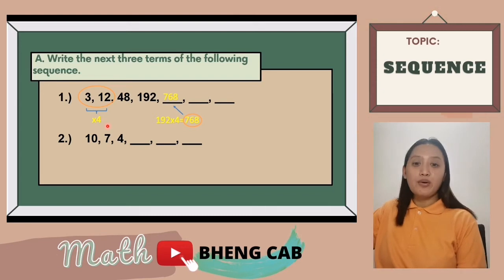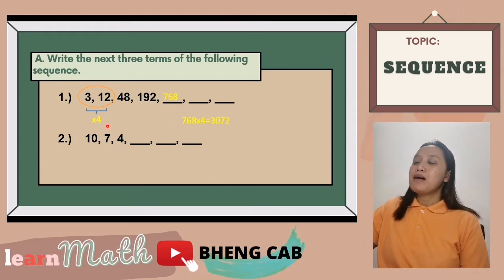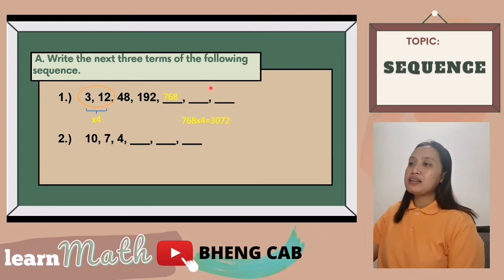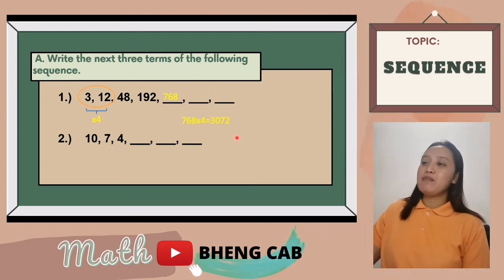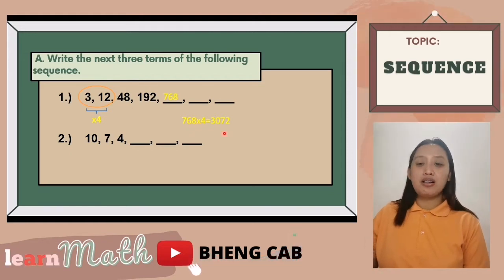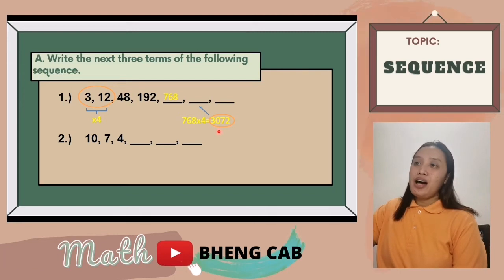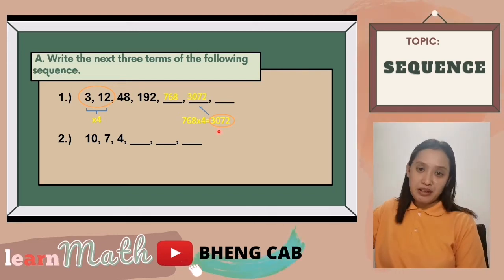So, that is our fifth term or our first blank. Para mahanap naman natin ang ating pang-6, we have 768 times 4, which is equal to 3,072. Ayan na ang ating pang-6 na term.